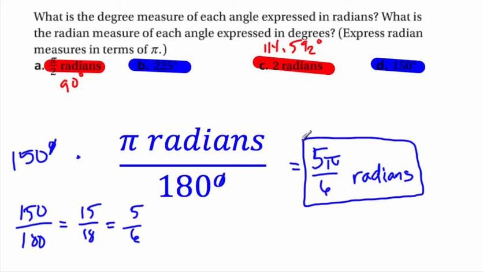If you have any questions, just let me know. You're more than welcome to email me. Oh, I didn't keep track of my answer here. So this got me 5 pi over 6 radians.